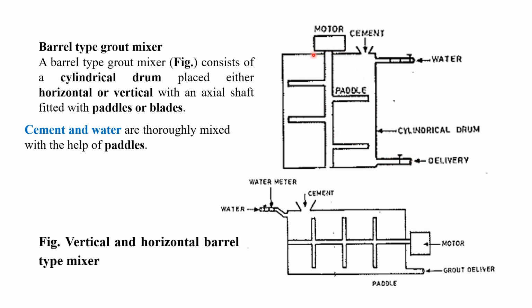In the case of a vertical barrel type mixer, as in horizontal type mixers, the water supply is also there, cement is also coming in this cylindrical drum, and it is mixed thoroughly. So the vertical type is used to handle a small quantity of grout.